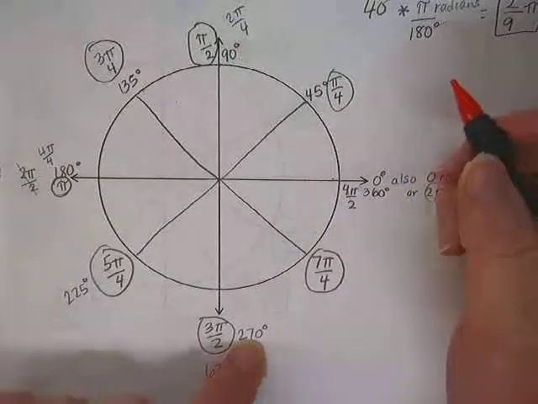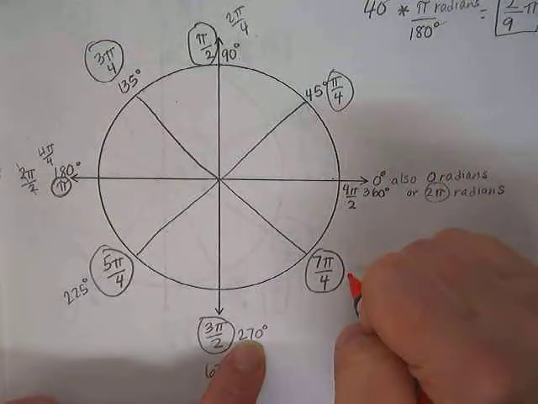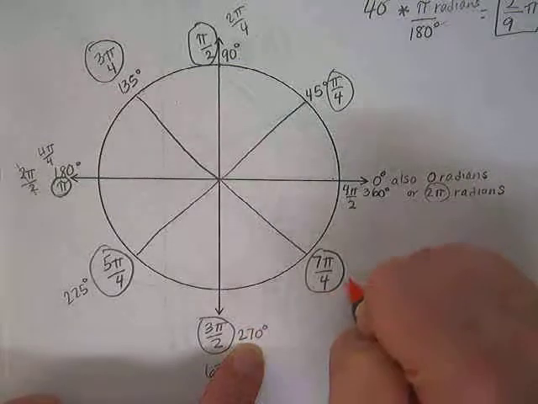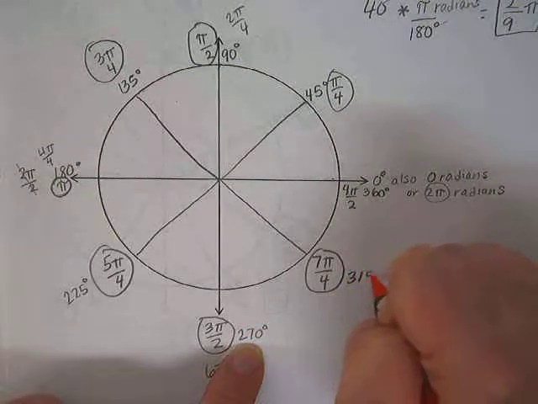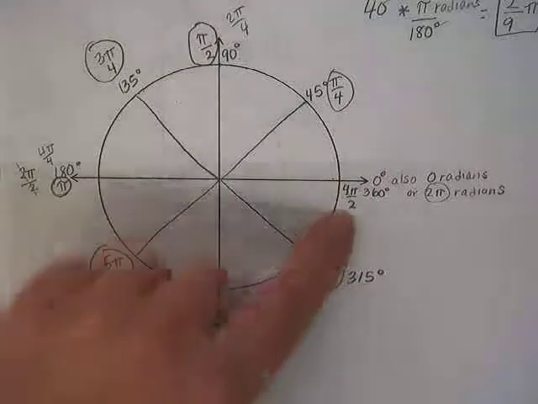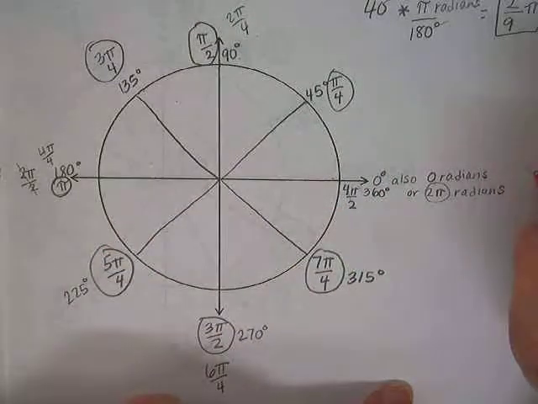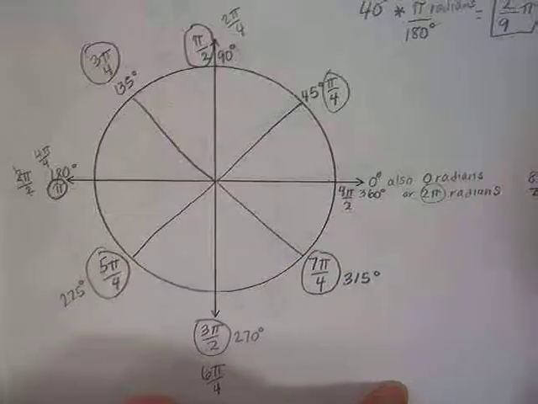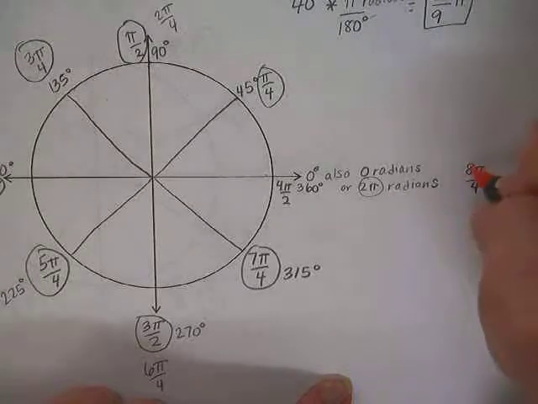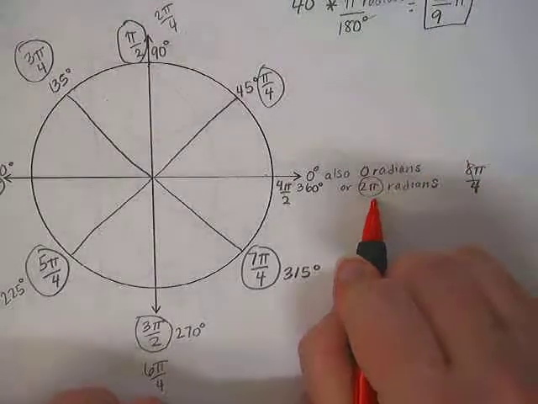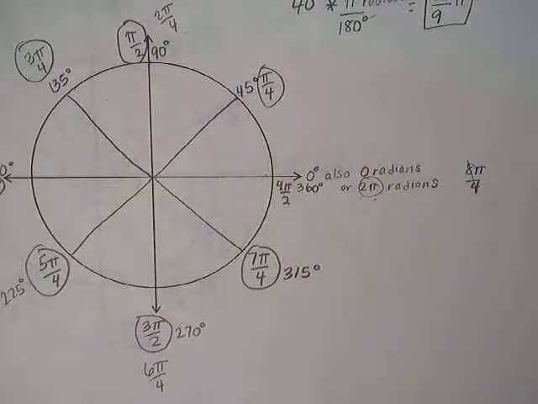Our next one would be, since the last one was 5 pi fourths, the next one would be 6 pi fourths, which of course reduces to 3 pi halves. The next one would be 7 pi fourths, which does not reduce, and that would be, add 45 to this, so 315 degrees, I believe, angle. And then around to the last one would be 8 pi fourths, which of course reduces to 2 pi.